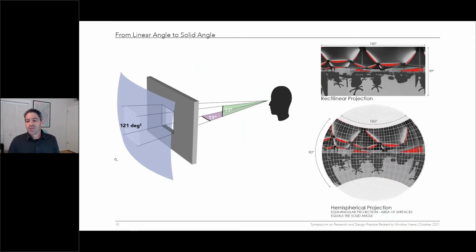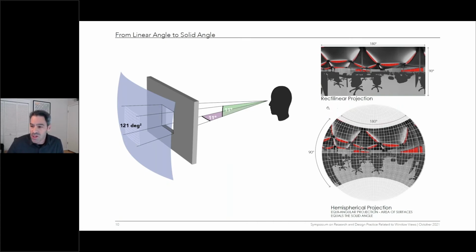And in order to do this, what we wanted to know is, would it be possible to extend linear angles to be solid angles? And solid angles are basically the 3-dimensional cone of vision that are composed of the linear angles. So here you see a vertical 11-degree and a horizontal 11-degree angle. If you had a square aperture, it would be a 121 square degrees solid angle.